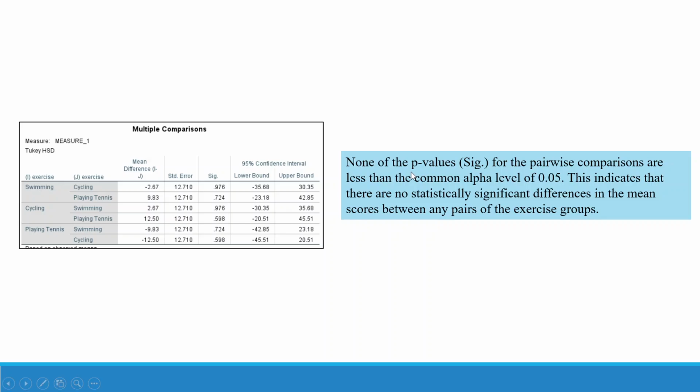None of the p-values for the pairwise comparisons are less than the common alpha level of 0.05, that is the 5% level of significance. This indicates that there are no statistically significant differences in the mean scores, the mean pulse rates, between any pairs of the exercise groups.